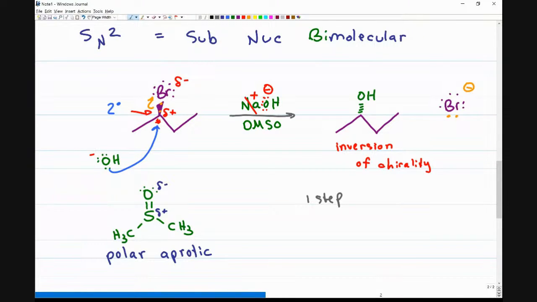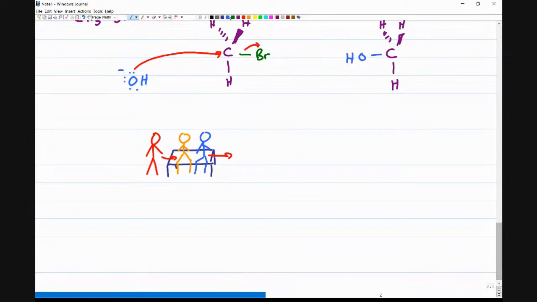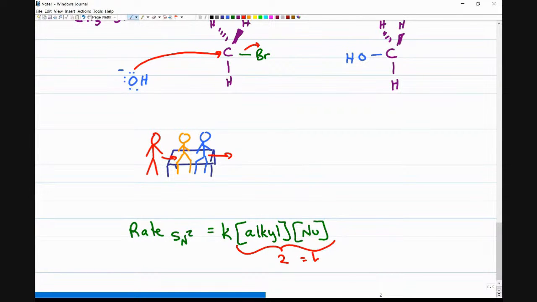Well, that was a trick question, because if there's only one step, that is the rate determining step. And so the rate of an SN2 reaction is going to depend on everything involved in that first step. Rate SN2 is equal to some constant K specific to this reaction times the concentration of both molecules, the alkyl halide and the nucleophile. So this is why we call it a bimolecular reaction. That's the 2 in SN2.